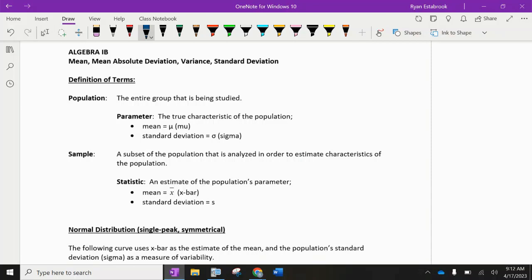This is Algebra 1B, the section on mean absolute deviation, which is not terribly important, variance, and then also important is the standard deviation. We've talked about population and sample before. The population is the entire group that's being studied. The sample is just the smaller group of that population. And from the sample, we're going to get some statistics.